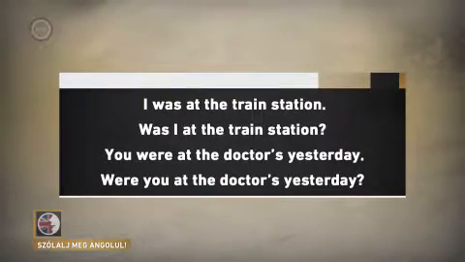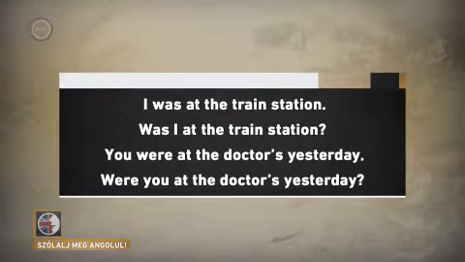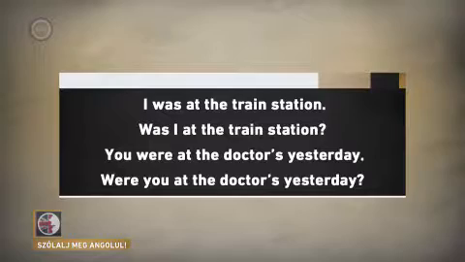Okay, moving swiftly along, let's check out the question form again, and then have another look at some dates. Right on. Okay, well, the question form of the verb to be in the past simple tense uses the same pattern as the question form for all verbs in English. We change the word order and add a question mark. So, the statement, I was at the train station, becomes, was I at the train station? The statement, you were at the doctor's yesterday, becomes, were you at the doctor's yesterday? Great!